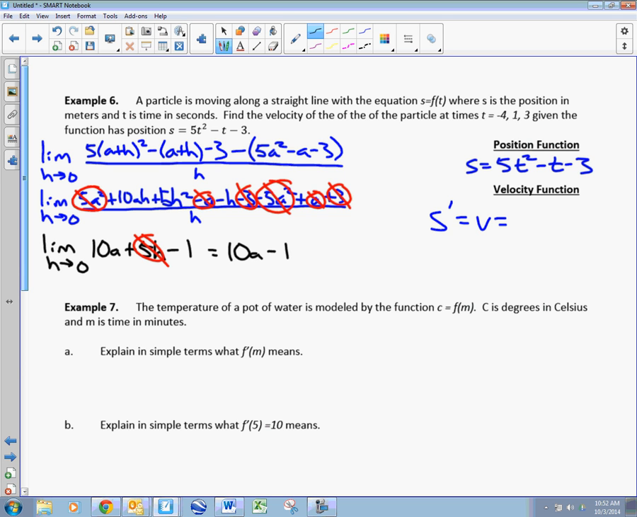So the velocity function is 10a minus 1, or you could write it as 10t minus 1, seeing how time is our variable. Obviously, variables are interchangeable. It doesn't really matter. Whichever one makes sense to you. So now that we have this velocity function, we can find the instantaneous velocity, not average velocity, instantaneous, at these given times. Okay? So at time negative 4, what's the velocity? Negative 41. I need a label.